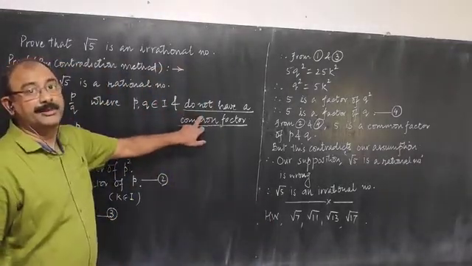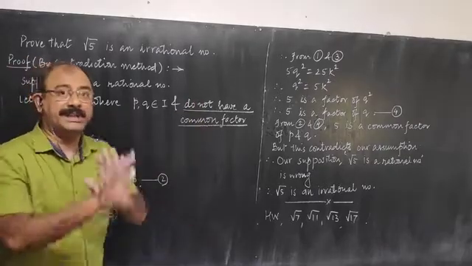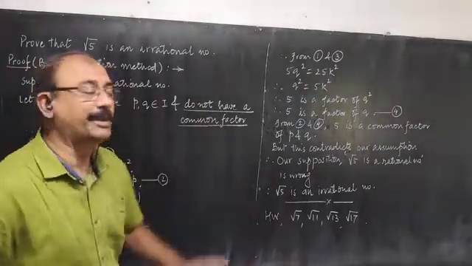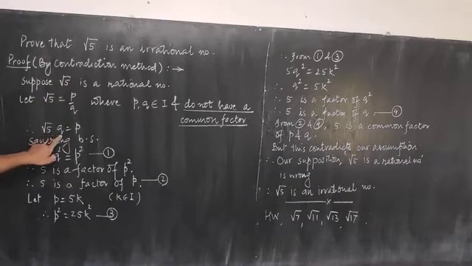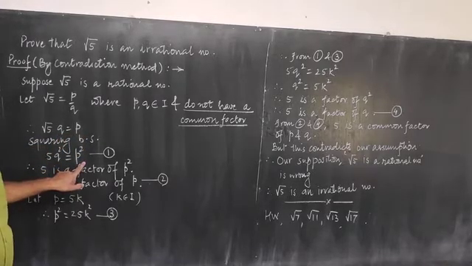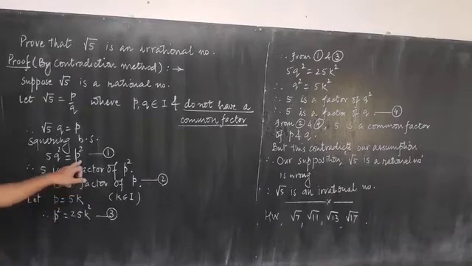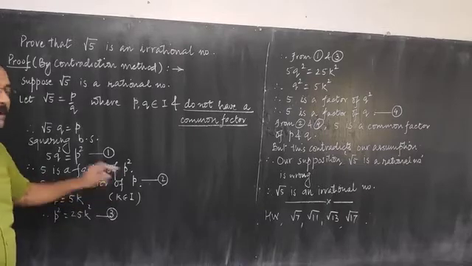This is underlined because you get the contradiction to this assumption, that they do not have any common factor. So root 5 is equal to p by q. Cross multiply, you get root 5 q is equal to p. Squaring, you get 5q square is equal to p square. So p square has a factor 5. That is what I have written: 5 is a factor of p square.